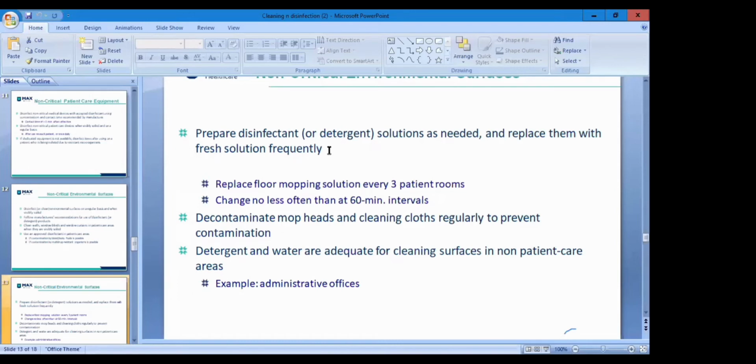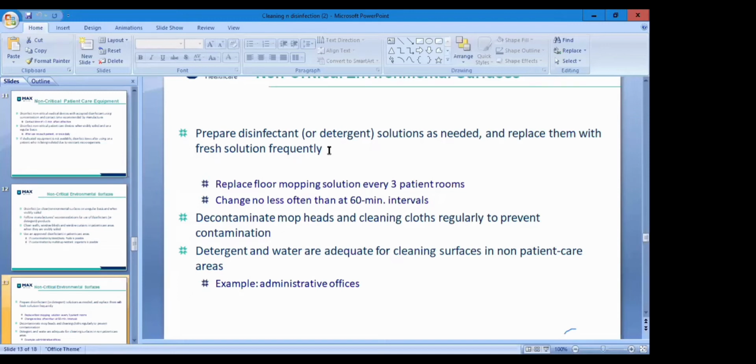We also decontaminate our mop heads and cleaning cloths regularly. After the mopping is done, every shift has a different mop head, and that mop head goes into a sun-dried position.